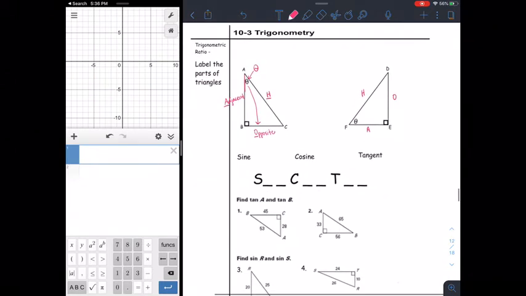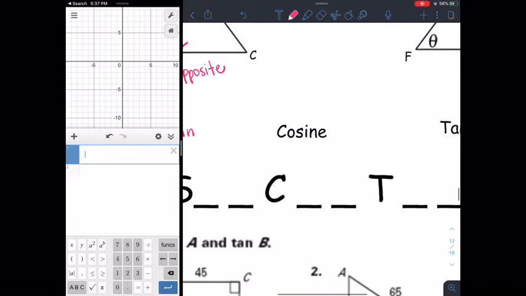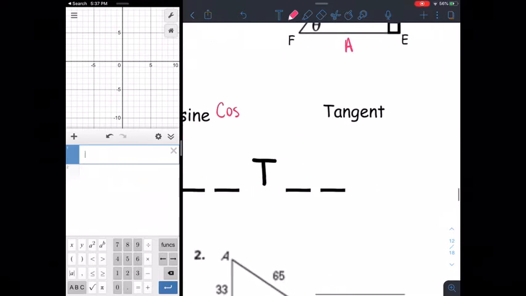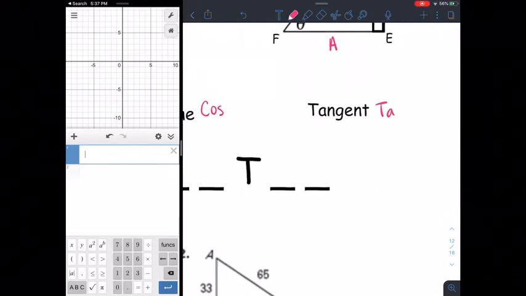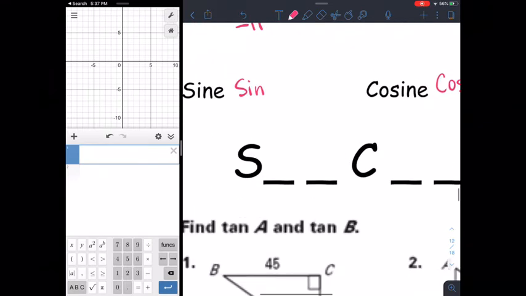Remember, everything is in relation to that theta that we are given or the theta that we are trying to find. So for sine, cosine, and tangent, you'll see these on your calculator as this. And nothing irks a math teacher more than to hear you say "sin." Okay, it's sine, cosine, tangent. Just a little side note there.